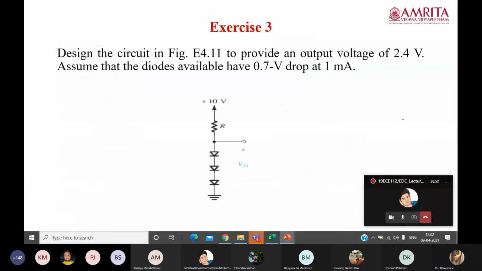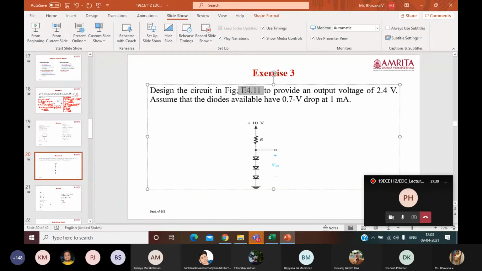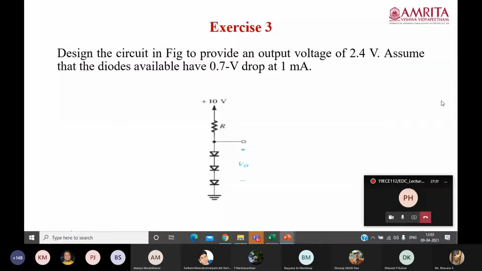This is the solution. Take down the next question. I have just copied the question from the book. That's why the figure numbers are there.